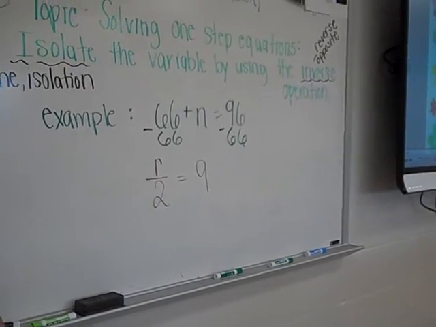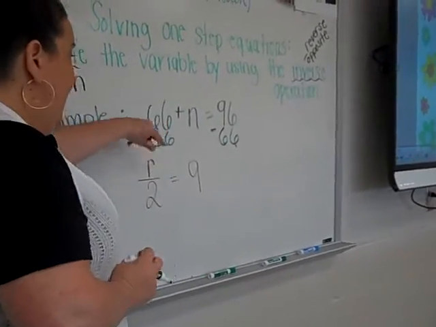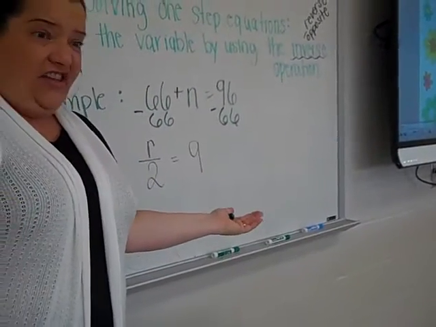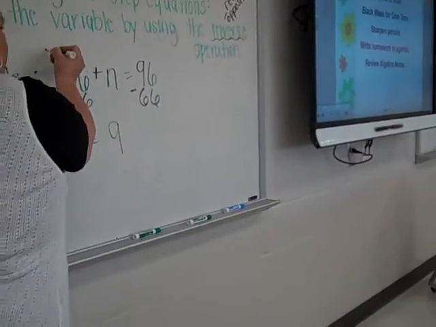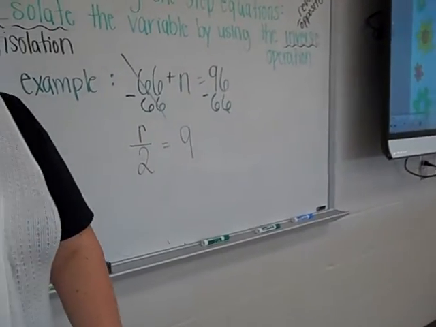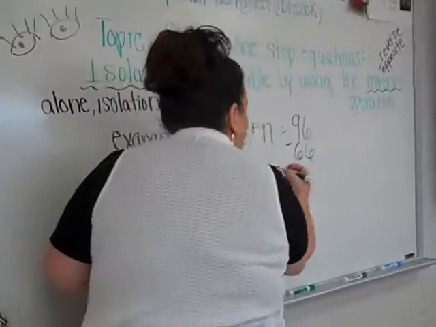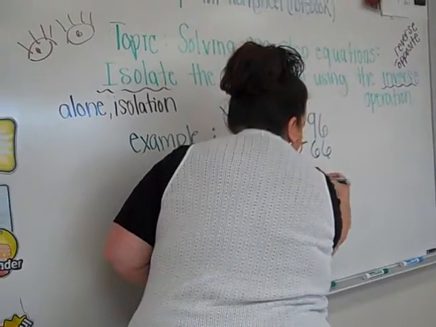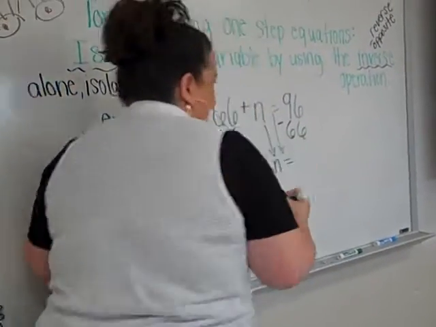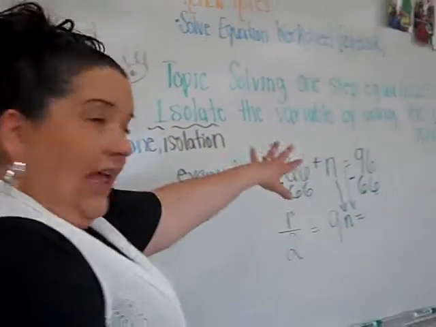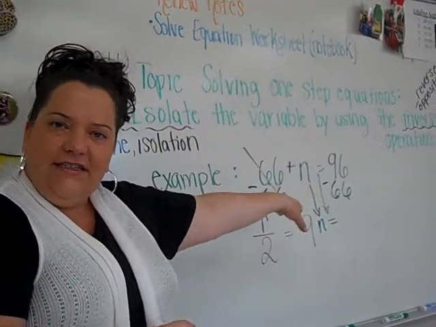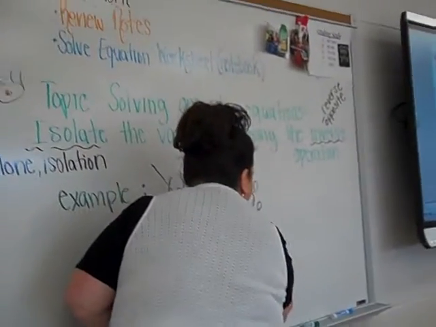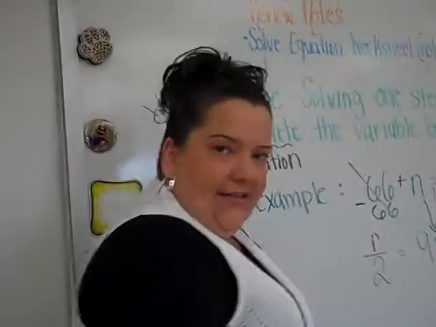Okay? Because we have 66 minus 66, what value is that? Zero. So we just cross it out. We bring down our n, because it's all by itself now, and we bring down our equal sign. And then if you subtract 66 from 96, you'll get 30. And that's our answer.